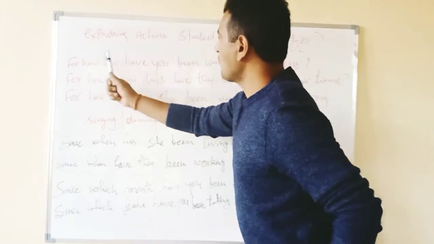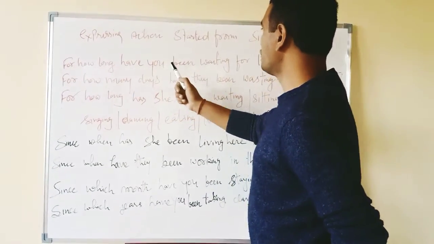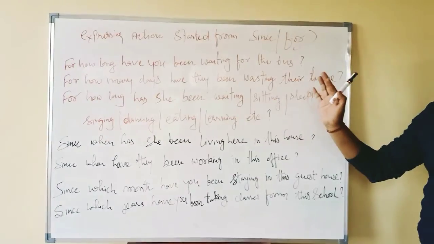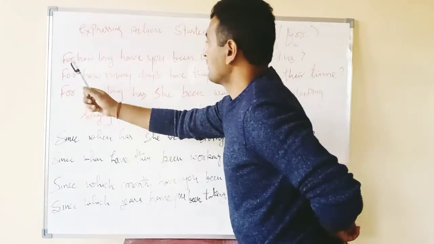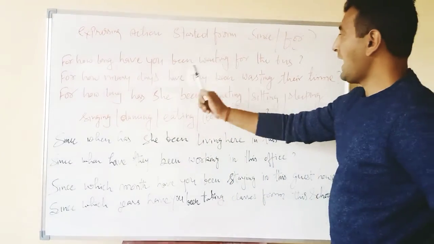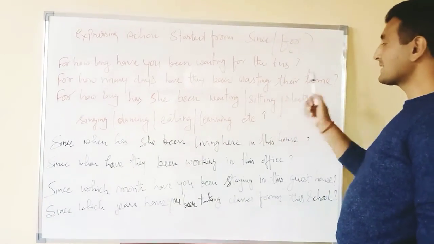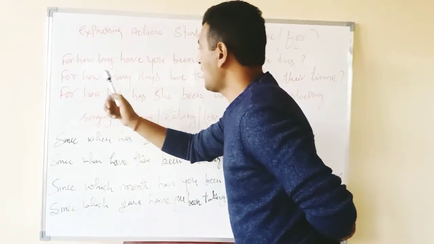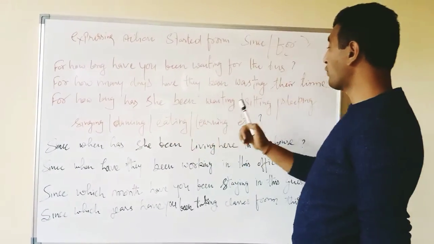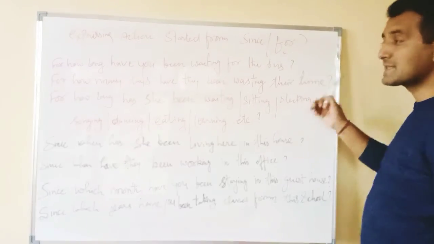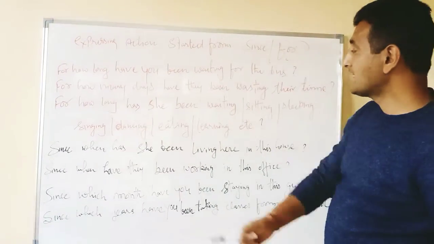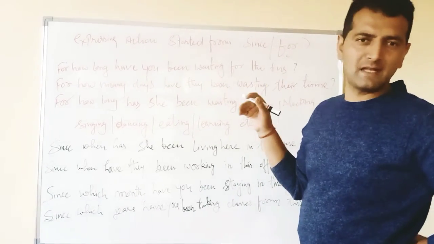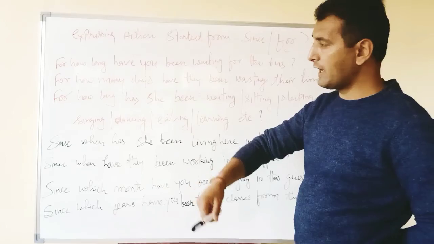So, with for: how long have you been waiting for the bus? कितने समयों से बस का इंतजार कर रहे हो, right? For how many days have they been wasting their time? कितने दिनों से टाइम वेस्ट कर रहे हो? And for how long has she been waiting, sitting, sleeping, singing, eating, learning, etc. There are multiple sentences that we can make here with the help of for.